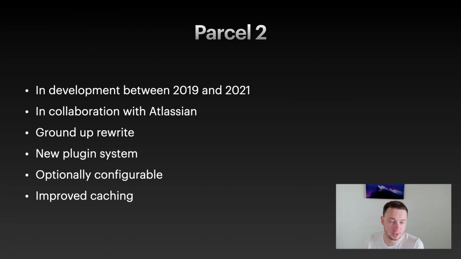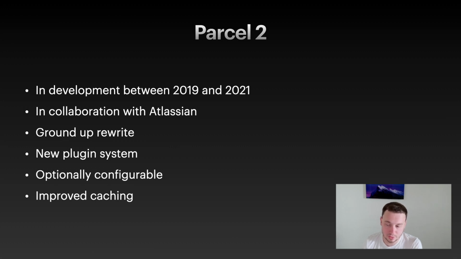After a couple of years, we started working on Parcel 2, which was a complete rewrite of Parcel. This was done in collaboration with a team from Atlassian who were motivated to move off of Webpack for performance reasons, but there wasn't a bundler on the market that supported the level of scale they needed. Parcel was the closest with its parallelization and caching, but they needed a bit more control over code splitting, plugins, and other features that Parcel 1 didn't support.